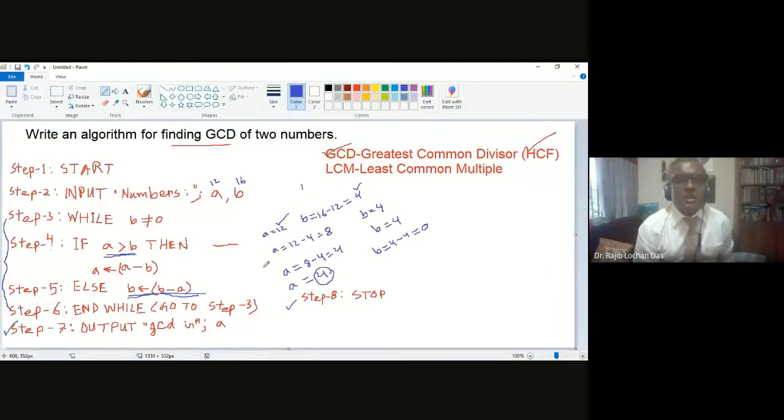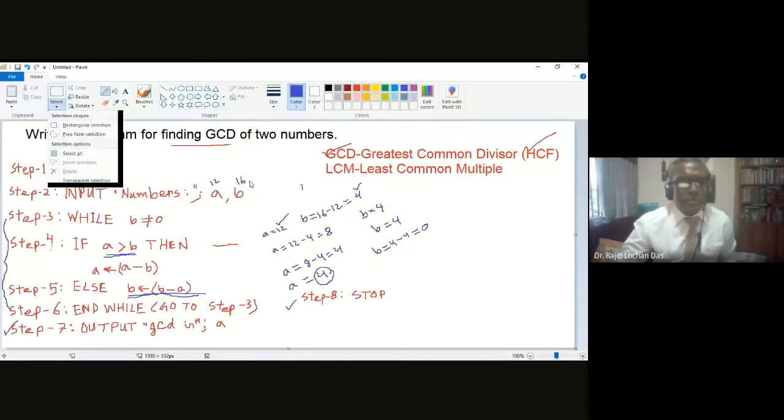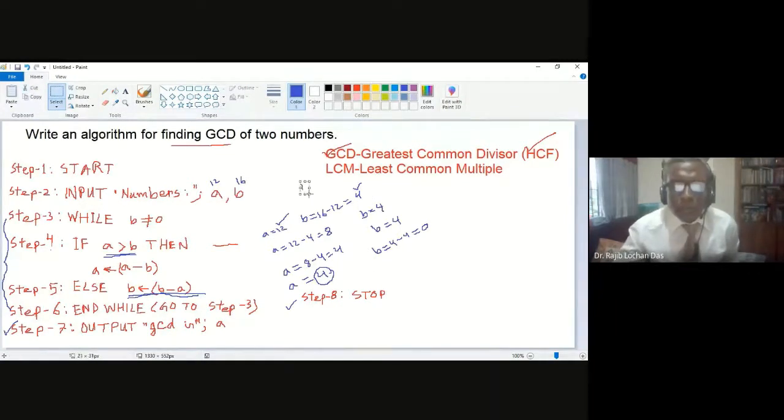Okay, so this is an example. You can check with other examples also. It will work. So I think it's okay. Do you have any question, or is this okay? Do you understand?